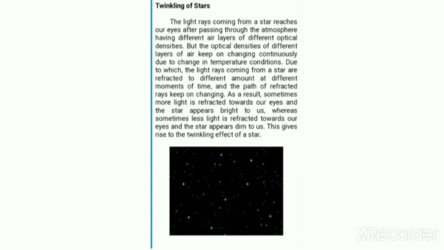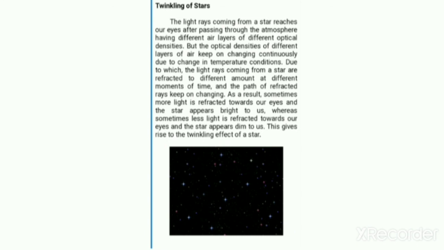When the light rays coming from a star reach our eyes, just now we discussed that they pass through the atmosphere having different air layers of different optical densities. But the optical densities of different layers of air keep on changing because of the change in temperature, due to which the light rays coming from a star are refracted to different amounts at different moments of time, and the path of refracted rays keeps on changing.